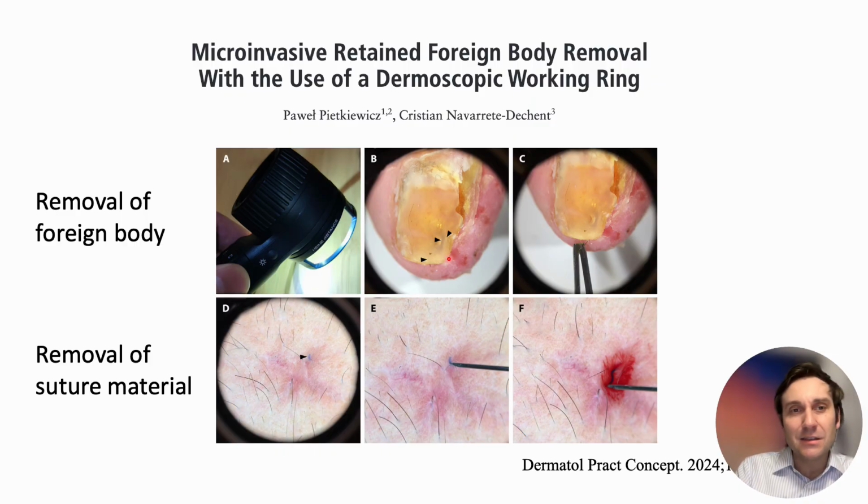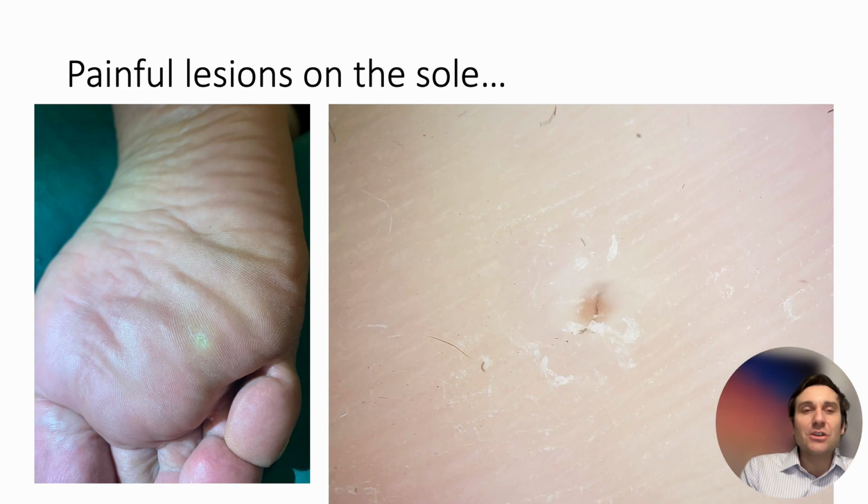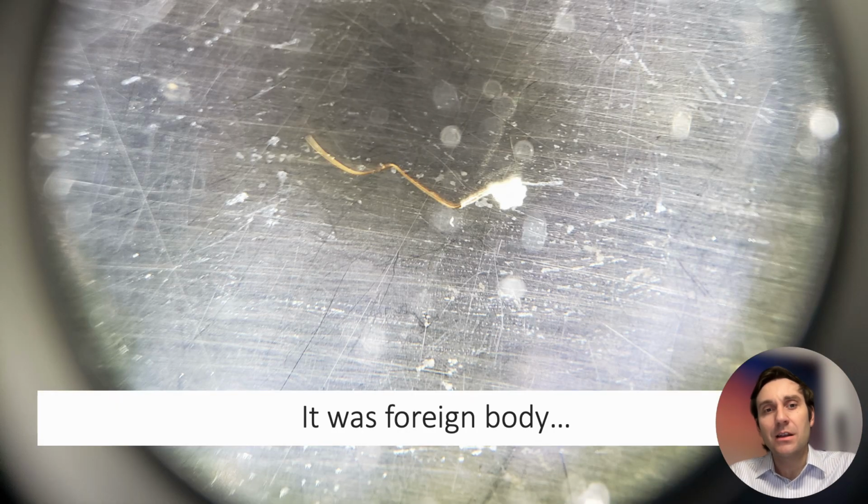So we published this. This is a spacer here, an adapter for your dermoscope. You place your scope over wherever you want to remove something, and then your small forceps can go in here. So it's much easier. Again, a painful lesion on the sole. This could be a wart, this could be whatever. But again, it's a foreign body, and this is thanks to dermoscopy. I grabbed a forceps, took it out, and it was a foreign body.